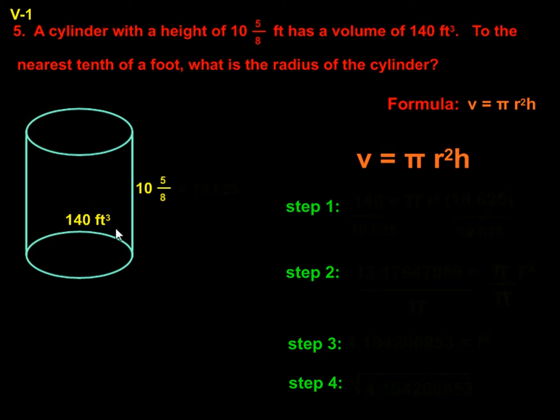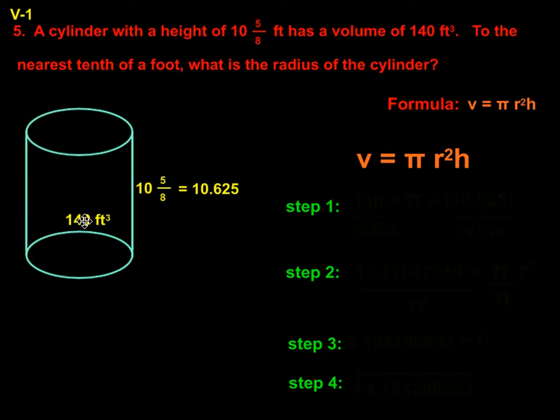In this case, we've been given the actual volume of this cylinder as 140 feet cubed, and the height as 10 5/8. Now, I thought it would be easier to work with a decimal, so I plugged 10 5/8 into the calculator, hit F to D, fraction to decimal, and got 10.625. If you don't have access to a calculator that can easily do that, you can convert this into a mixed number. 10 times 8 is 80, plus 5 is 85 over 8. Divide that with any calculator, and you're still going to get 10.625.